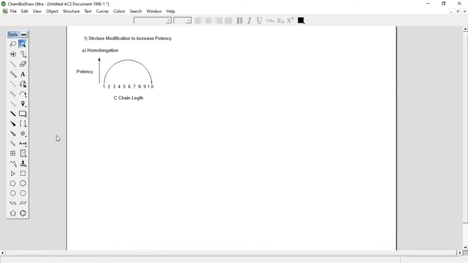So you can see that at carbon number 6, hexane, the activity is maximum. When you increase the chain length from 1 to 6, methane, ethane, propane, butane, like this, the activity increases, and the activity is maximum at hexane. Again, when you increase the chain length, the activity decreases. You can say that the potency of the drug decreases.